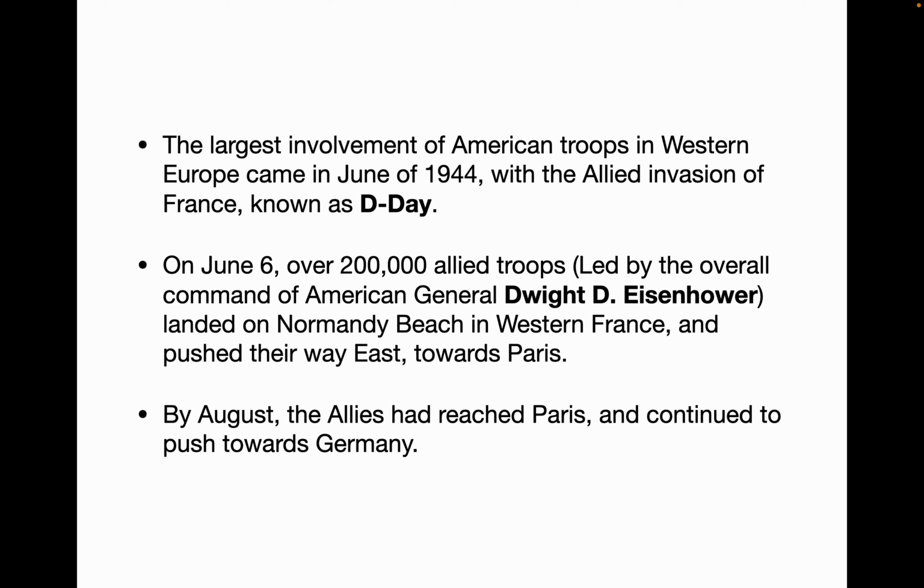known as D-Day. On June 6, 1944, over 200,000 Allied troops, led by Dwight D. Eisenhower, who was the overall commander of the Allied troops, landed on Normandy Beach in western France and were able to push their way into France and eventually to liberate Paris. By August, the Allies had reached Paris and they continued to push towards Germany. So by this point, we're heading towards Germany both from the Western Front, and as we're about to see, the Russians are pushing in from the east as well.